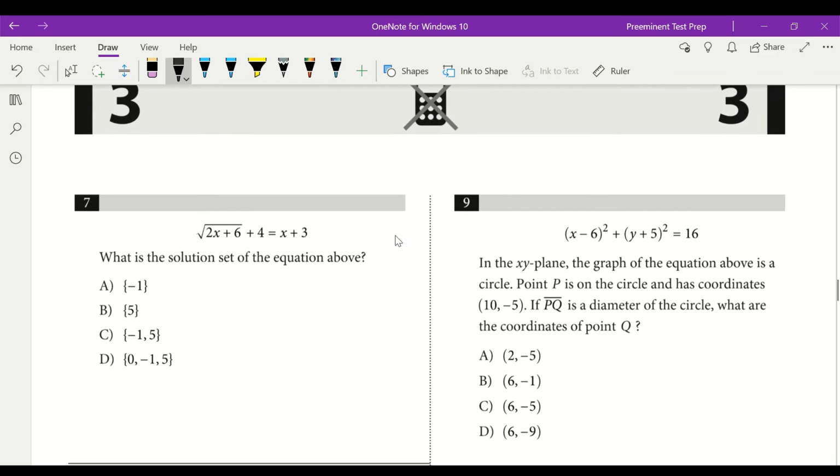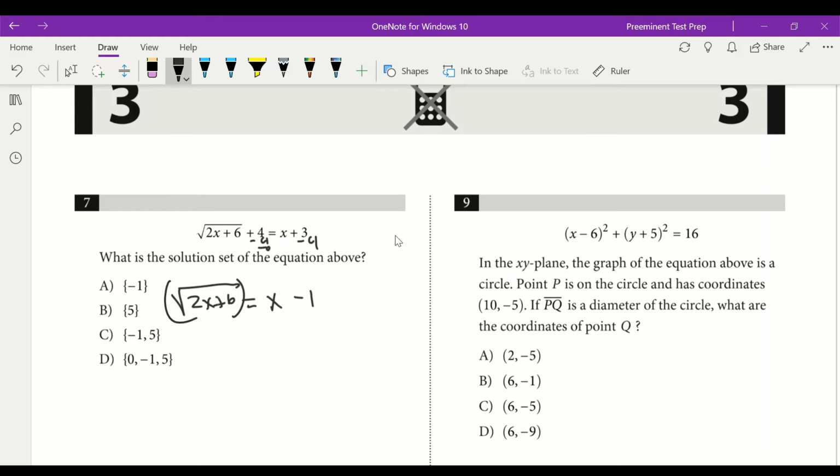Question 7. What is the solution set of the equation above? Alright, so what we're going to do here is we have to get our square root on one side with nothing else on it. So we have to subtract 4 from each side. So 4 minus 4 gives us 0. X plus 3, we're subtracting 4 from 3. 3 minus 4 gives us negative 1. So we have x minus 1 equals the square root of 2x plus 6.